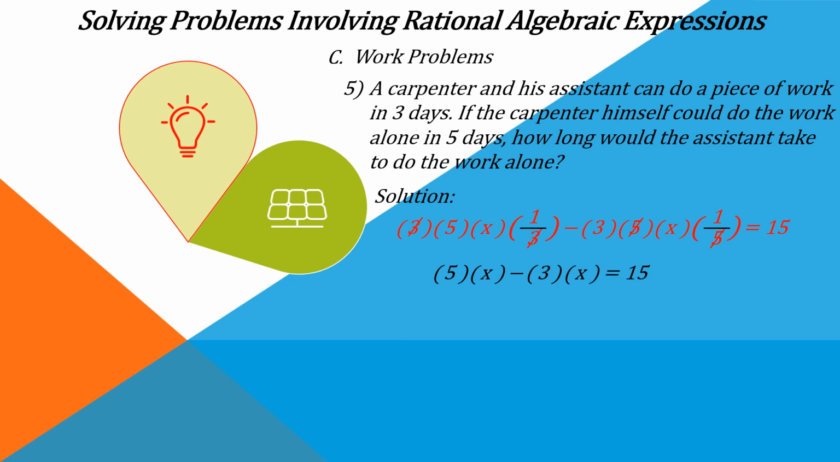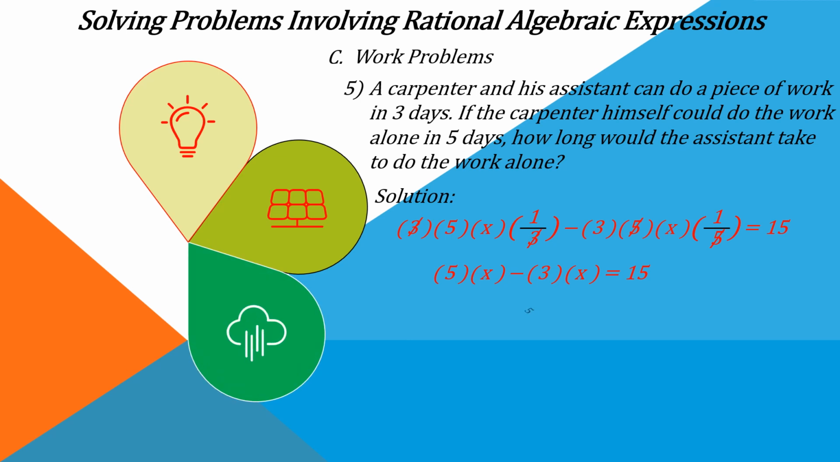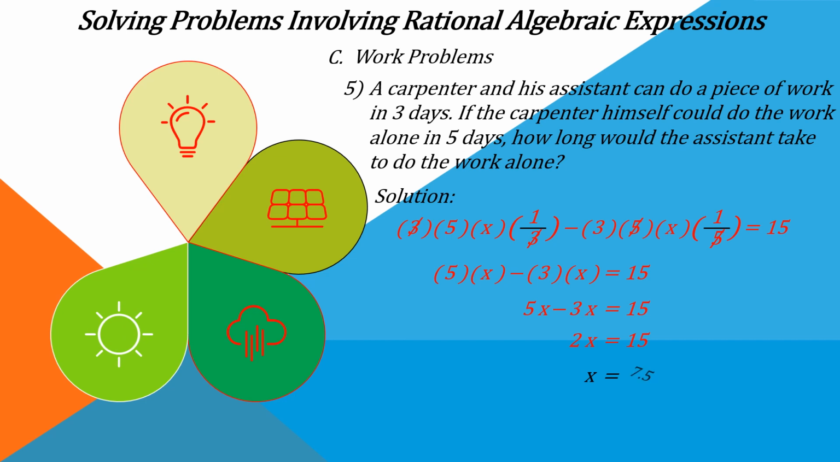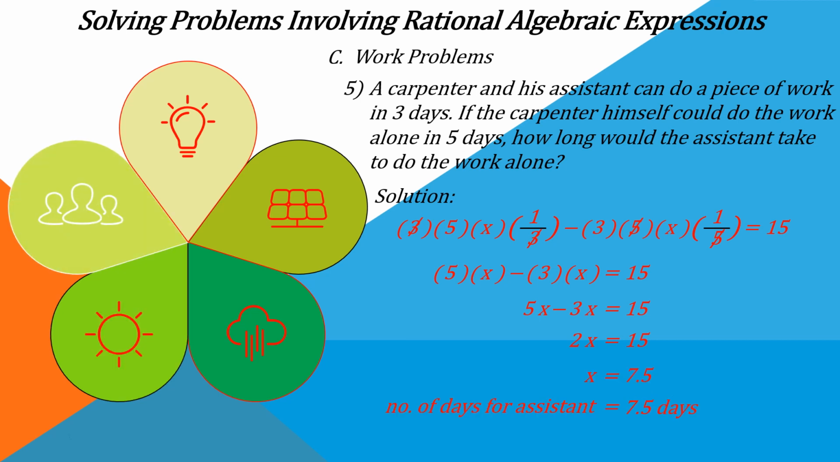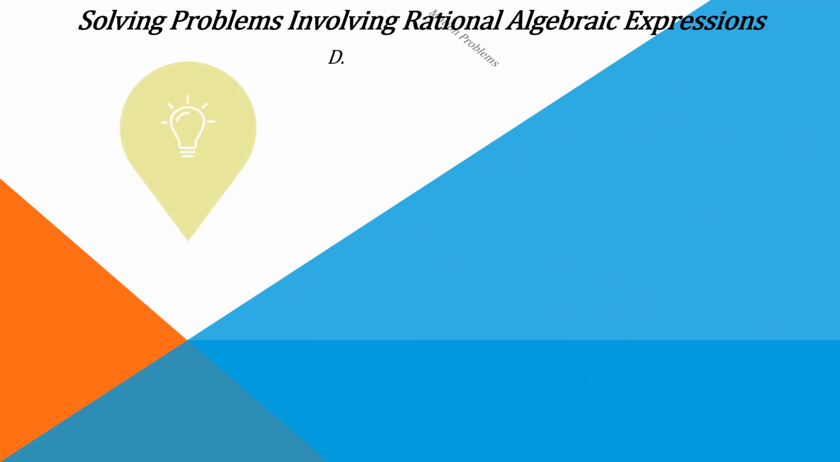is equal to 15. Simplifying further, we have 5x minus 3x is equal to 15, and 2x is equal to 15, and x is also 7.5. Number of days for the system to do the job is 7.5 days. Let us check. 1/3 minus 1/5 is equal to 1 over x. 5 over 15 minus 3 over 15 is equal to 1 over 7.5. 2 over 15 is equal to 2 over 15. And therefore, our answer is correct.